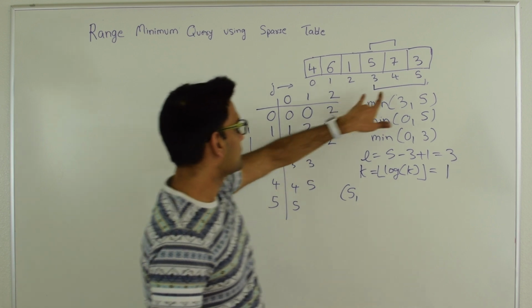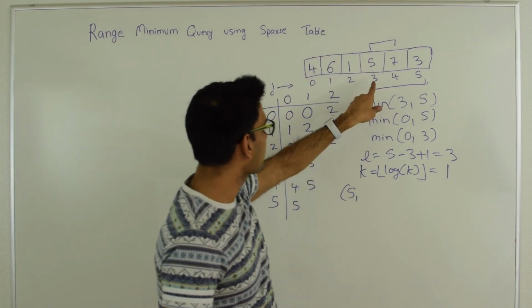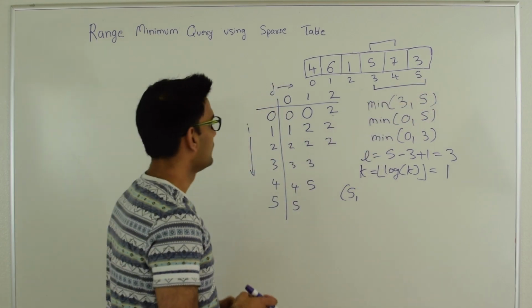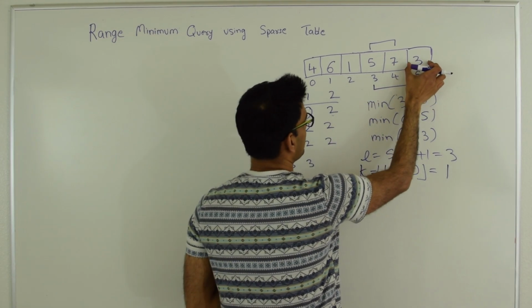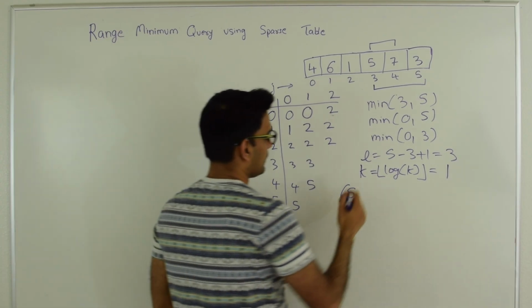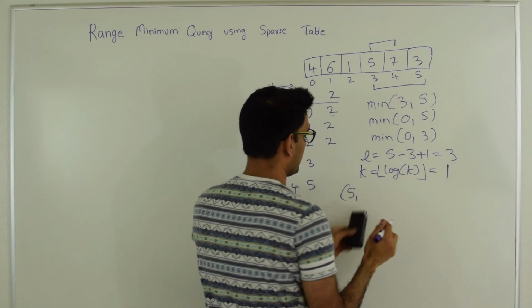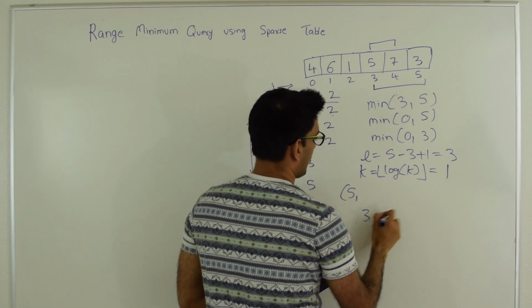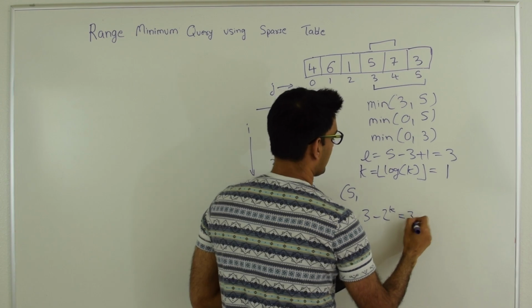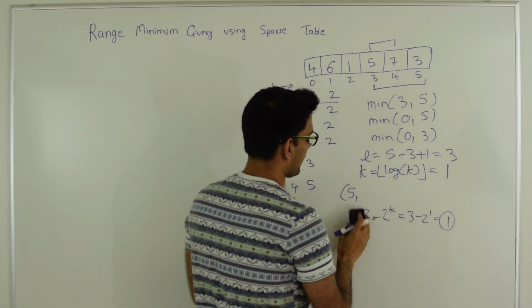So the thing is, this covers 3 to 4, but we are looking for the minimum from 3 to 5. So we are still left with this element which we have not covered yet. To do that, we see how many elements are left. We say L, so 3 minus 2 raised to K, which is 3 minus 2 raised to 1, which is 1. So we are left with one element at the end.